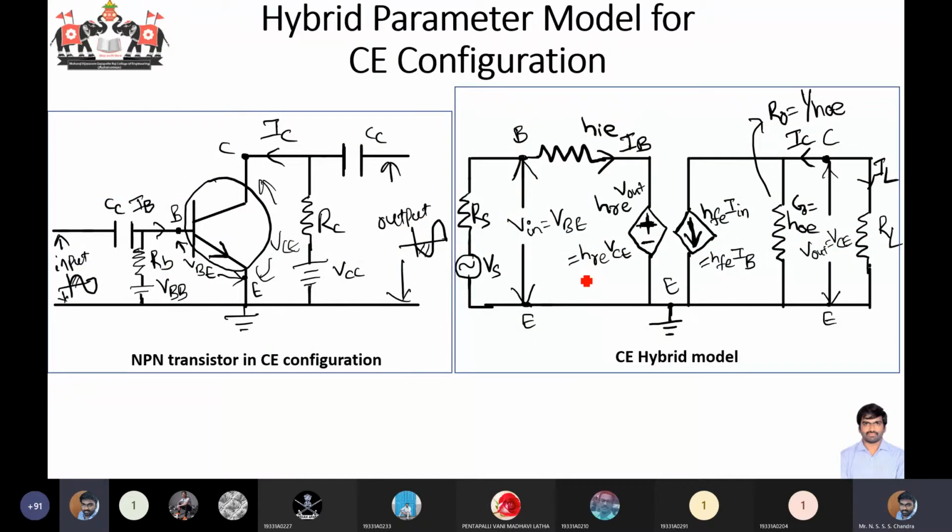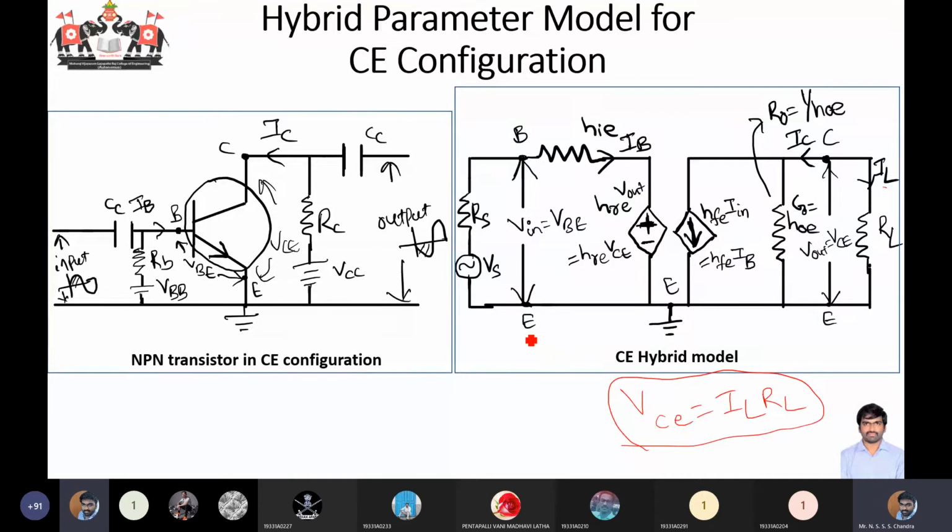Now tell me what will be the voltage across this resistor? What is VCE? Can I write it as IL into RL? VCE is nothing but the voltage across the C and E terminals, across your collector and emitter terminals. Across C and E, I have the load resistor RL, through which the current flowing is IL. So can I write VCE is equal to IL into RL?